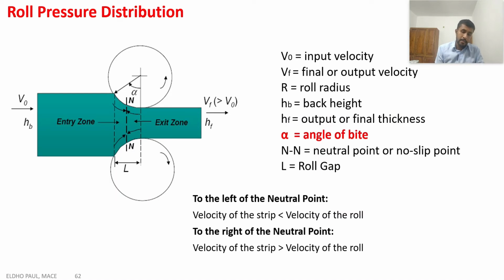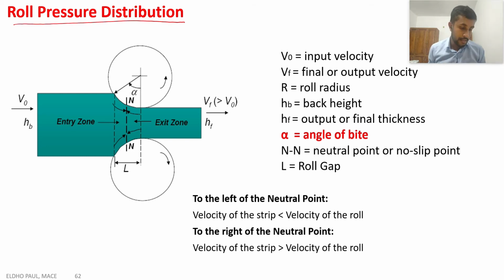So next we will discuss the roll pressure distribution. When we apply some amount of stress or pressure through the rollers into the workpiece, what is the distribution of pressure in the rolling gap, and how much pressure is in the different areas of the rolling gap, we'll discuss. That is roll pressure distribution.